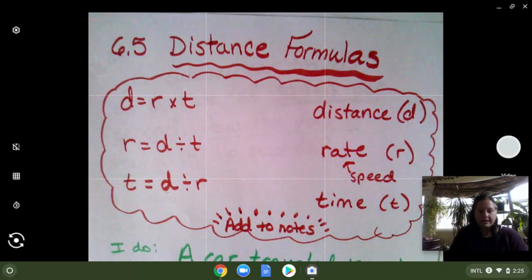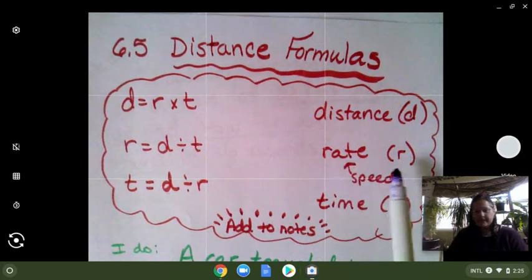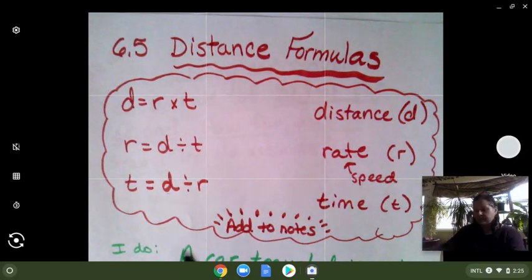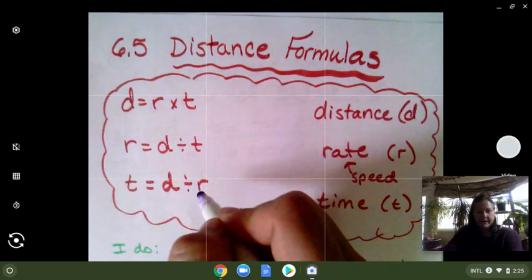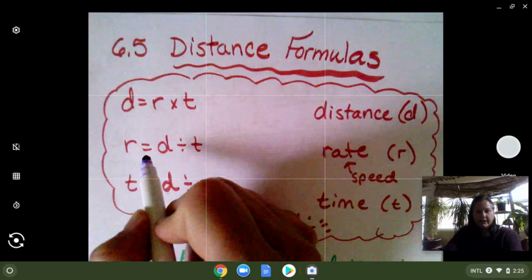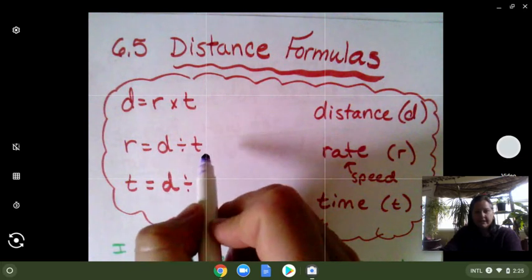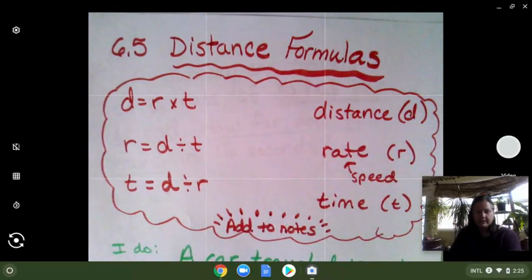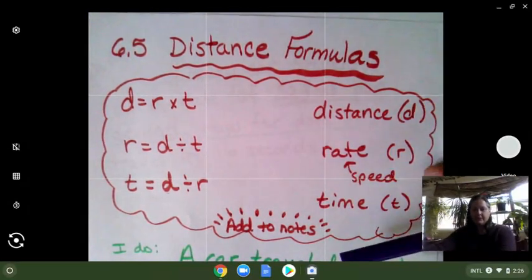I want you to pause your video right now and write down these 3 formulas where distance is D, rate is R, and rate means the speed, and time is T. And these are the formulas that you need to write down right here. D equals RT, R times T. R equals distance divided by time, and time equals distance divided by rate. So you need to have those so you can do your activity today. So go ahead and write those down.